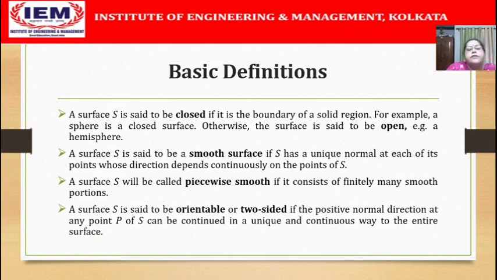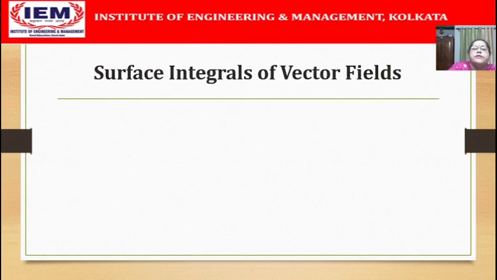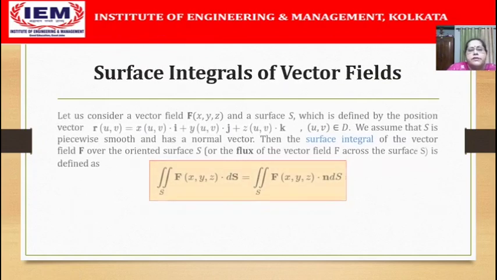Lastly, a surface S is said to be orientable or two-sided if the positive normal direction at any point of S can be continued in a unique and continuous way to the entire surface. Now, normally the surfaces we deal with will be orientable surfaces. So let us now proceed to define surface integrals of vector fields.